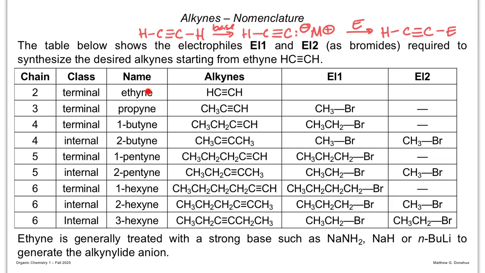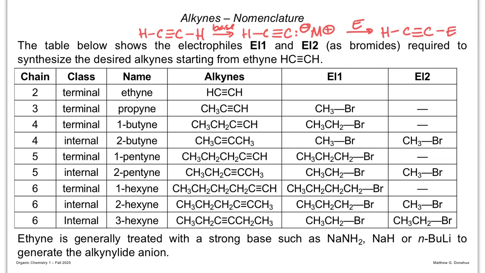So to do this, starting from ethyne, if we wanted to make propyne, the electrophile that we could use is methyl bromide. If we wanted to take ethyne to 1-butyne, the electrophile would then be ethyl bromide.